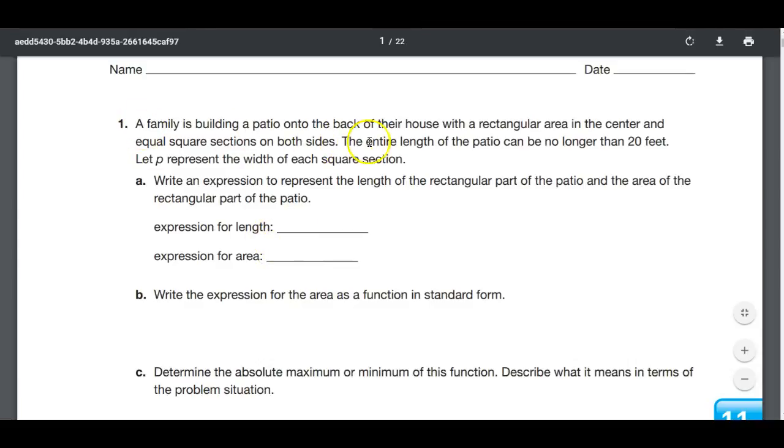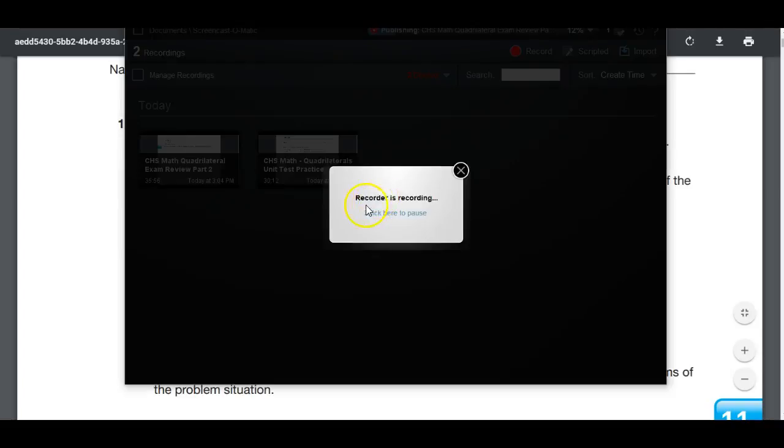A family is building a patio onto the back of the house with a rectangular area in the center and equal square sections on both sides. The entire length of the patio can be no longer than 20 feet. Let P represent the width of each square section. So let me kind of draw this out.